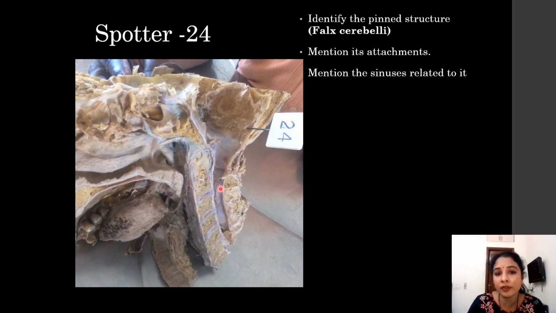This one is the foramen magnum, which continues as the spinal canal here, and these are the cervical vertebrae which you can appreciate. So this opening is the foramen magnum. The falx cerebelli attaches to the posterior margins of the foramen magnum. And as for sinuses, it encloses the occipital sinus. That is the only sinus present within the falx cerebelli.